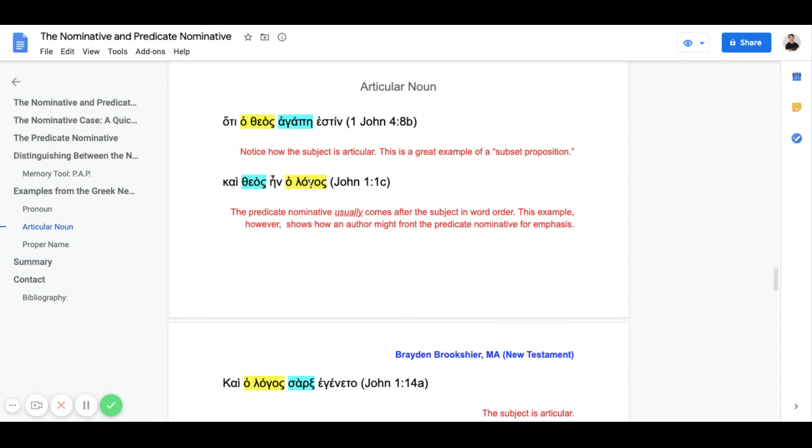It would say, and God was the Word. But that is not what the Greek says, because Greek is an inflected language. Case endings are indicating not just the case of the word, but its function in the sentence. And so ho logos has the article. It is the subject. Theos is the predicate. It is stating something further about the subject.